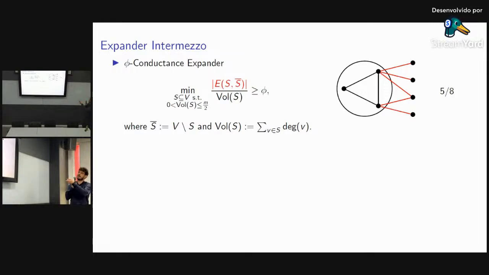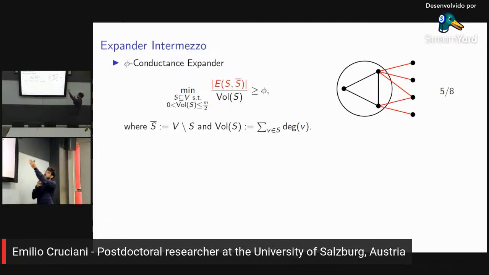Let's say this is the first definition, which is the one of conductance expanders. Essentially, it tells us that whatever subset of nodes S we pick, in this example is going to be the circle, so the 3 nodes there. As soon as we pick S, we basically induce a cut in the graph, which is the number of edges that cross from S to the rest of the graph. And a graph is an expander if this cut is never sparse, no matter how you pick S, meaning that this ratio here, which is the number of red edges over the volume of the set, so the sum of the degrees of the nodes in the set, is always bigger than some parameter phi.